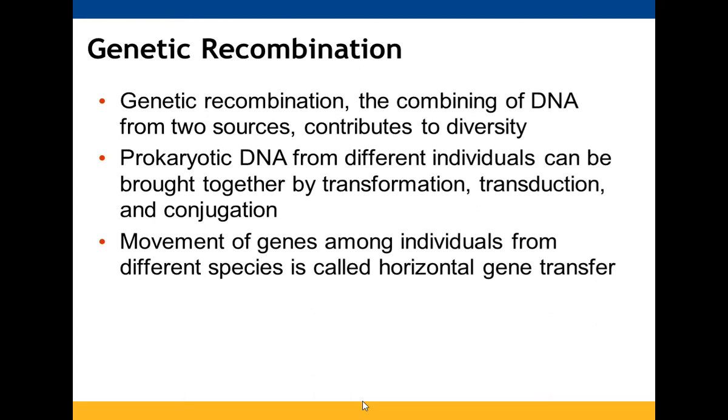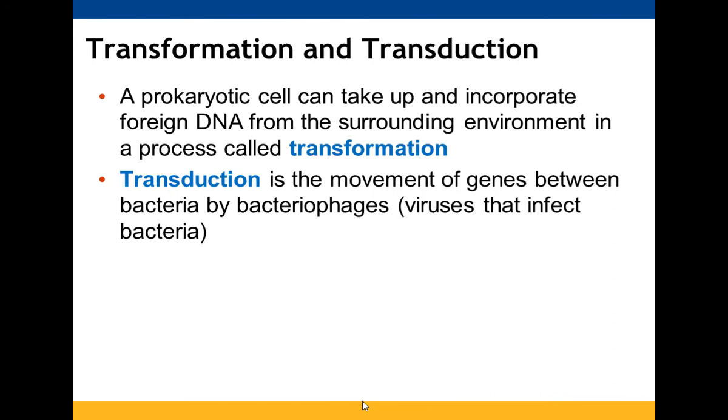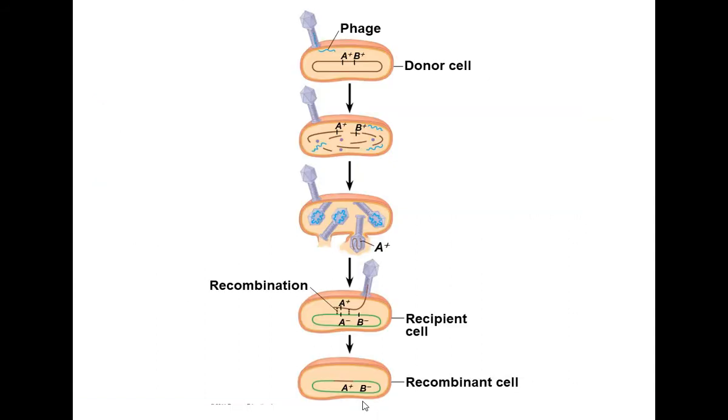They can take in DNA from other sources, either through transformation, we did that in our lab, transduction, and conjugation. And when these genes are moving between different species, we call that horizontal gene transfer. When you take up DNA from your surrounding environment from something that is foreign, that's called transformation. Transduction is when bacterial cells are taking in genes from viruses.